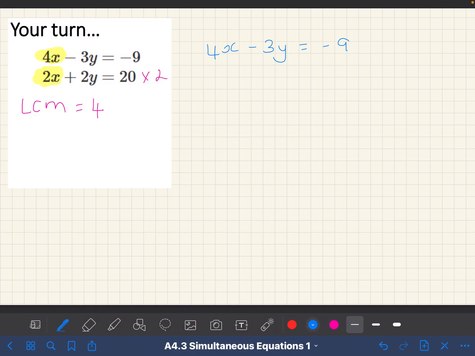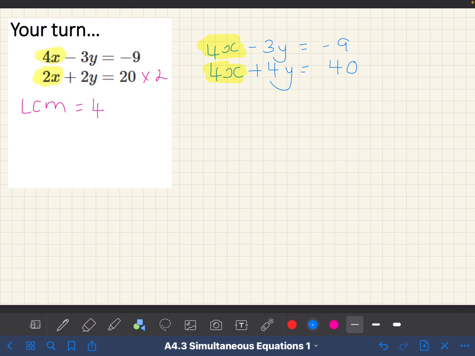That would give me 2x times by 2 is 4x. Plus 2y times by 2 gives me plus 4y. And then that would be equal to 20 times by 2, which is 40. We have now got a 4x there and a 4x there, and I can do a subtraction sum to get rid of the x values, leaving me with just the y values then to solve for first.